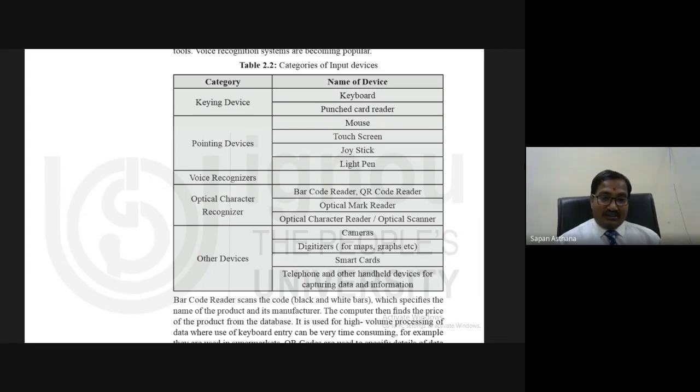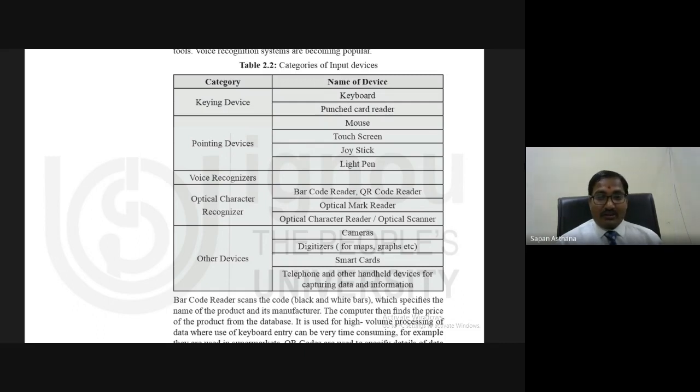Optical character recognizer, OCR. All of you understand nowadays, all of you are definitely studying, and in the coming days you get the good opportunity. And I hope when you appear in the various competitive examinations, then such type of things you go through in front of your eyes, like barcode reader, QR code reader. And QR code reader is very popular nowadays.